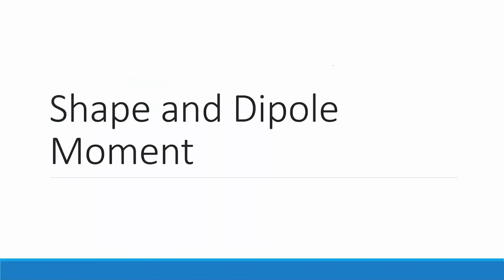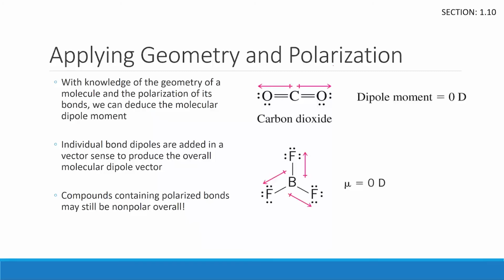The reason you want to understand shape, and again, go back and review VSEPR theory and shape, is because shape is important for reactivity, in particular for polarity and dipole moment. So we know that geometry of a molecule and polarization of bonds are connected. And from this, we can deduce the molecular dipole moment. So instead of just the dipole moment between a bond, we can actually figure out the dipole moment of an entire molecule based on the individual dipole moments and its shape.